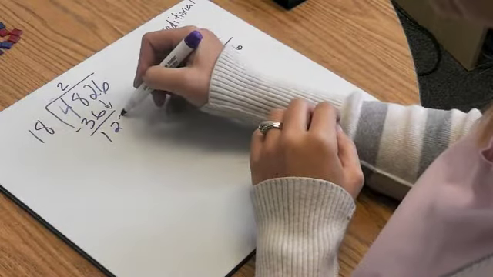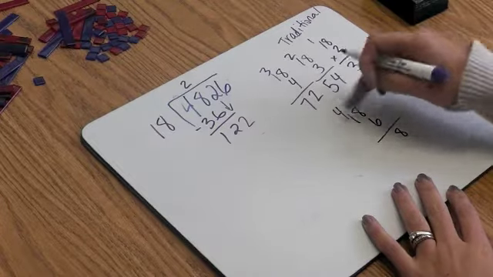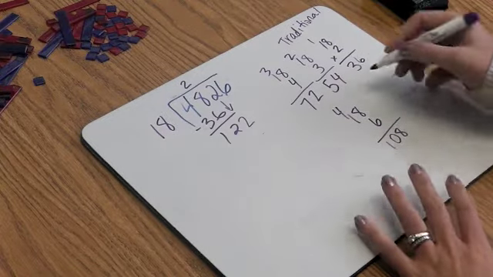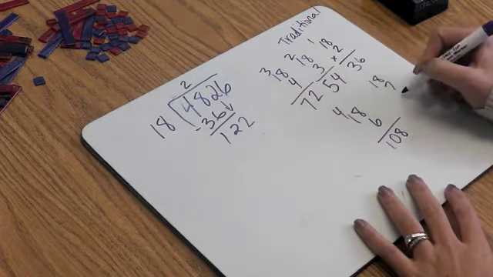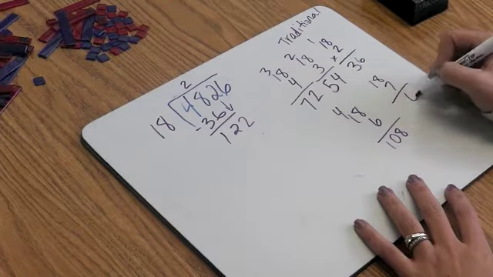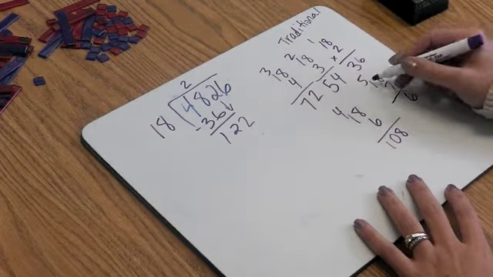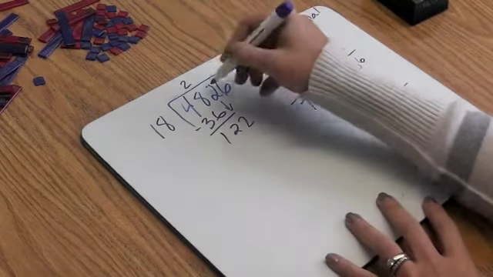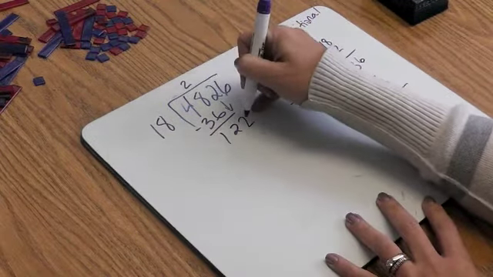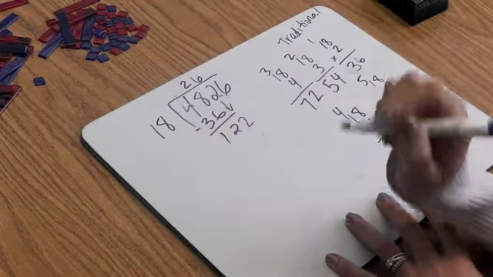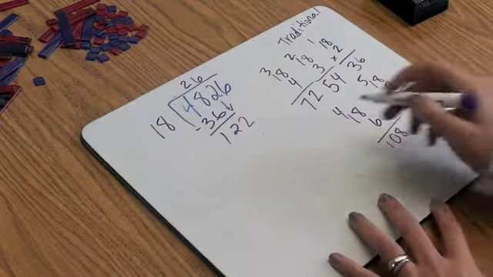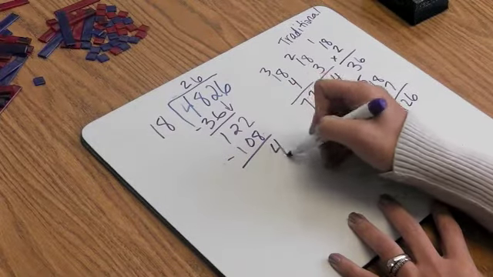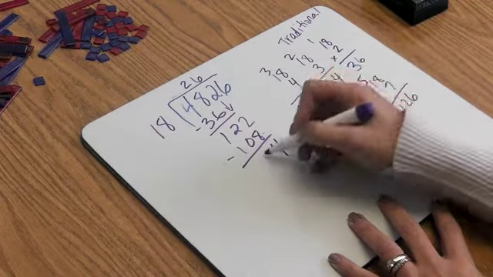So I bring down my 2. And again, I would let kids use the calculator for this part just so that they're not stressing. I'm going to try 7 just to make sure. 18 times 7 is 126. So that's too high, so it's going to be 6. Because the 2 is the number I brought down, my 6 goes right above it. So 18 times 6 is 108. And I do my subtraction, and I get 14.